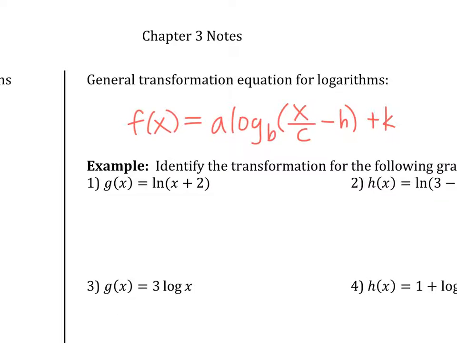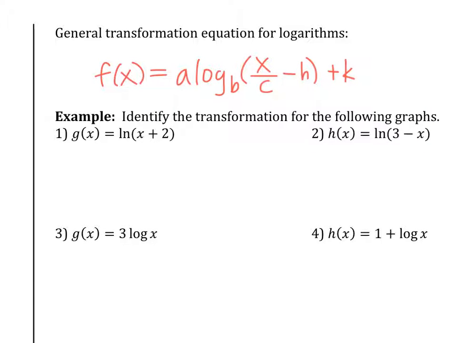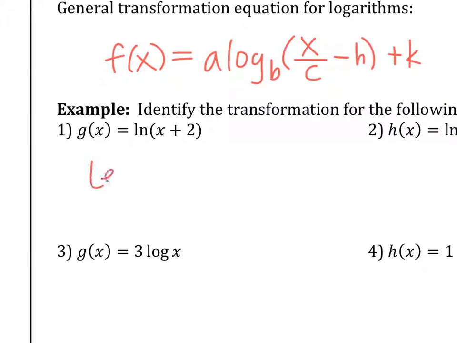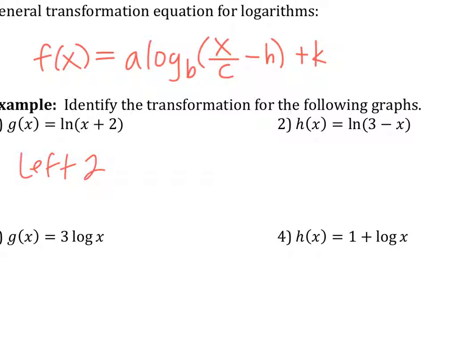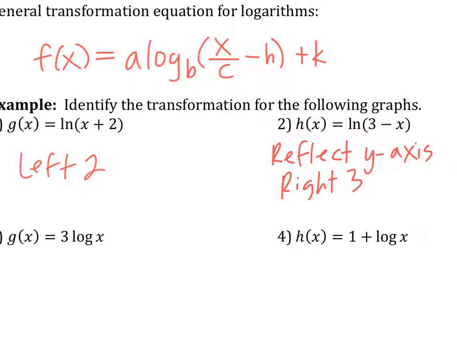All right, really quick, let's have you guys do 1, 2, 3, 4. Identify the transformations. Let's start with Philip. Number 1. Left 2. Okay, Jingy, you get the hard one. Reflect over the y-axis and then left 3, right 3. So the order matters on this one. If you flip over the y-axis first, then you have to go right. If you want to go left first, you can go left first and then flip over the y-axis.